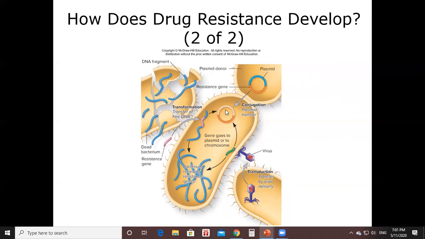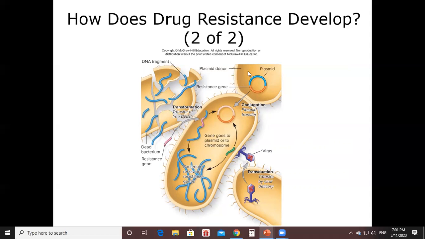So even though this is dead bacteria, this one comes around that's alive. This fragment is just floating around out here. It gets incorporated into this bacterium. Now this bacterium learns what this one knew about resistance. So this resistance gene gets incorporated into the gene for this bacteria. This bacteria now has learned the resistance, whatever that resistance was. That's from a dead bacteria.